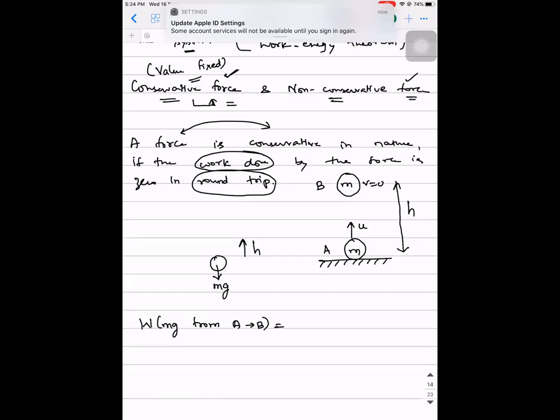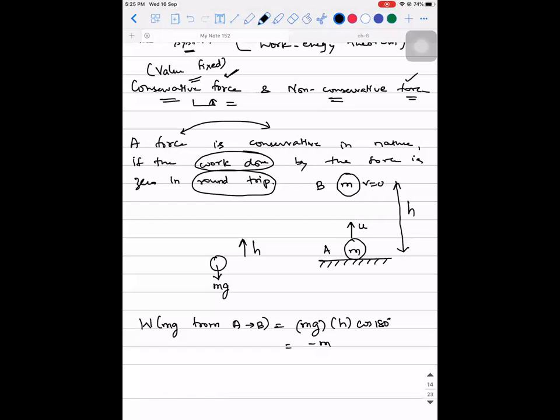There is no normal at all. Work done, you're talking about force. Again, you're talking about force. I'm asking what is the work done? 2 days we discussed work done. Force into displacement into cos 180. Minus mgh. Yes.